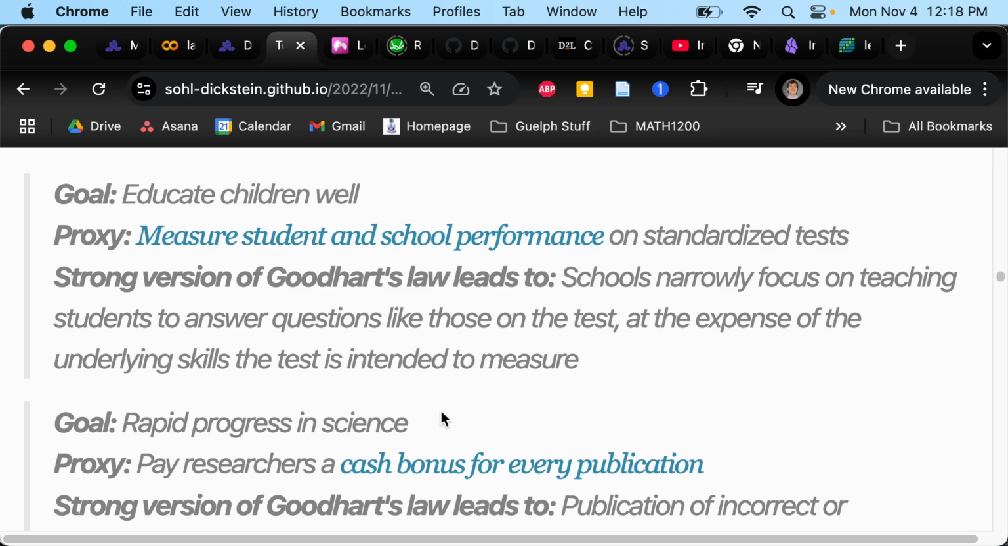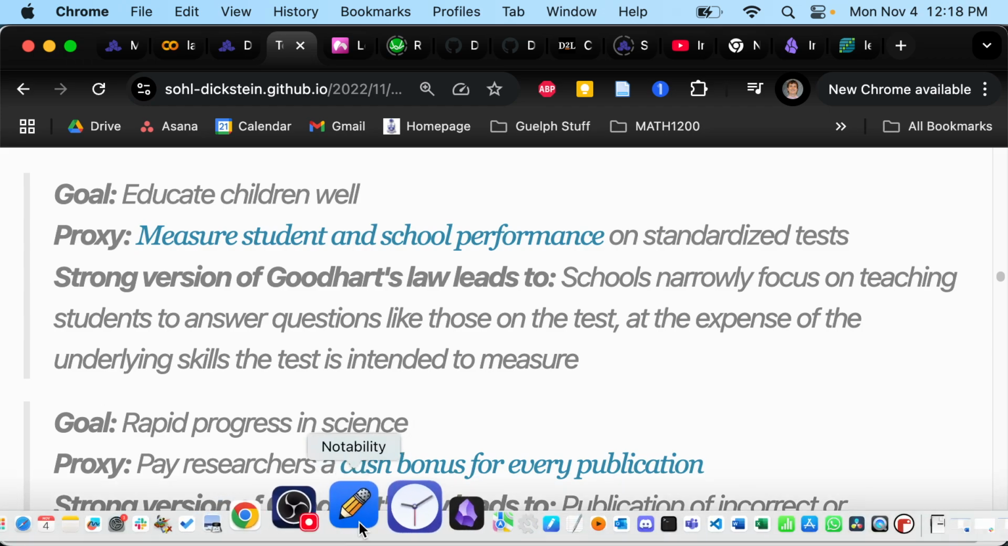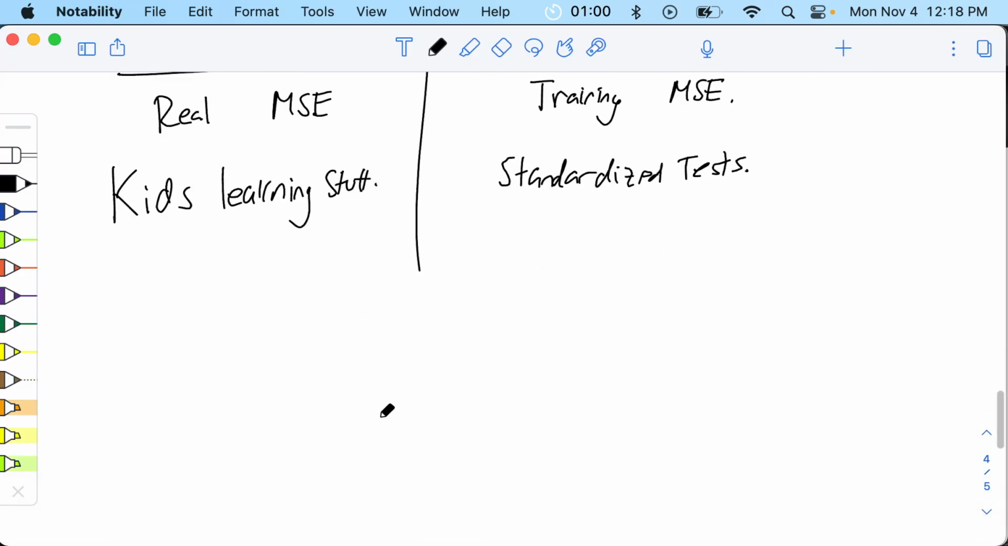So the question is, how can we fix it? And how can we fix it is exactly the topic that we've been working on, which is regularization, or this is one way to fix it. Like how to fix it.